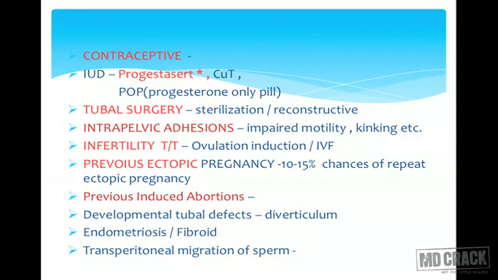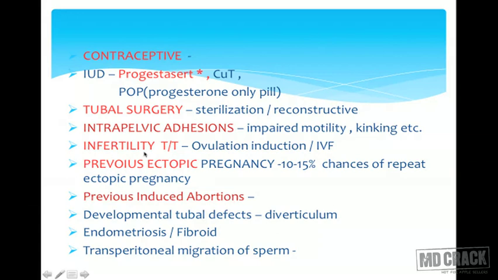Either sterilization surgery or reconstructive surgery for previous tubal damage will lead to tubal ectopics. Intrapelvic adhesions: even though they don't affect the ciliary action inside the fallopian tubes, they lead to impaired motility because of kinking of the fallopian tubes. Thus, endometriosis causing intrapelvic adhesions or PID causing intrapelvic adhesions will lead to ectopic pregnancy.